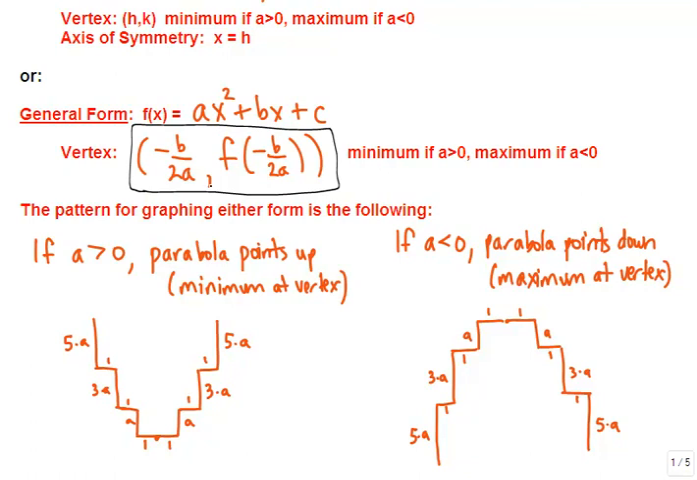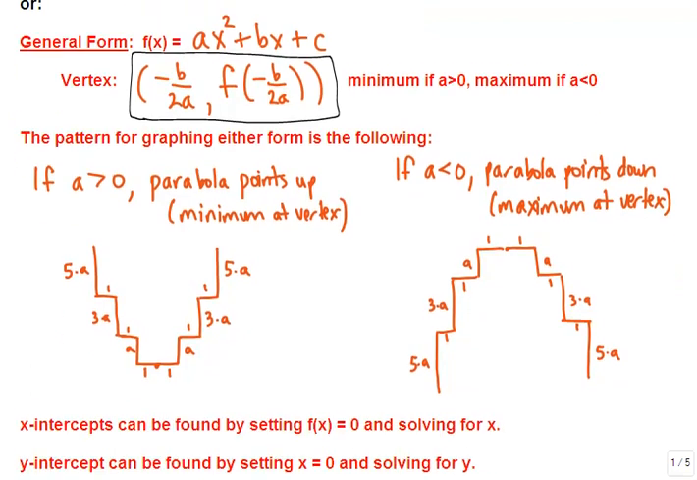And then to find the y coordinate of your vertex, just take that x value that you just found and plug it back into your function, and that will tell you y. If a is positive, then you'll have a minimum at this vertex, and again your parabola will point up. If a is negative, your parabola points down, and you'll have a maximum. So please memorize this vertex formula, negative b over 2a being the x value of your vertex. You will use that quite often.